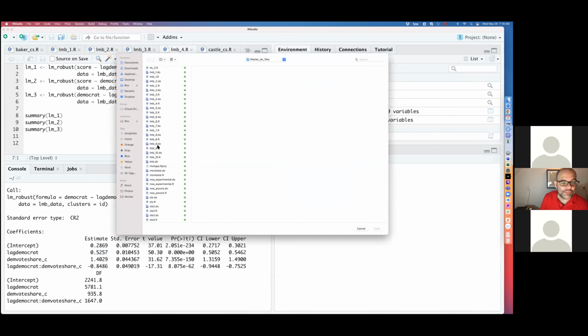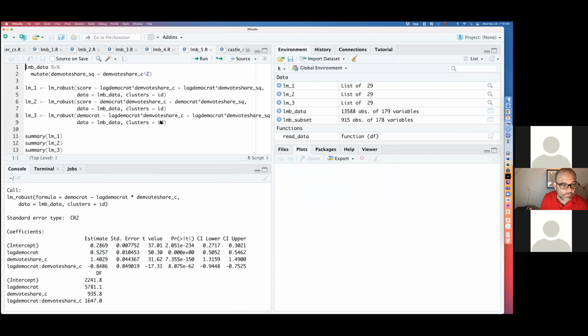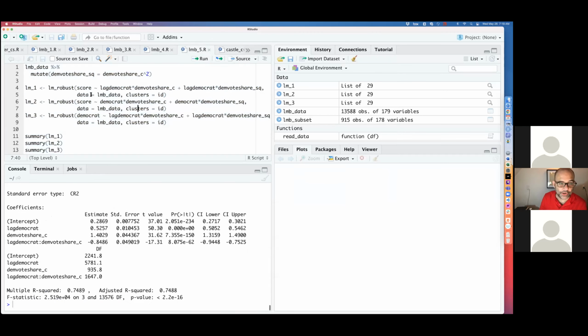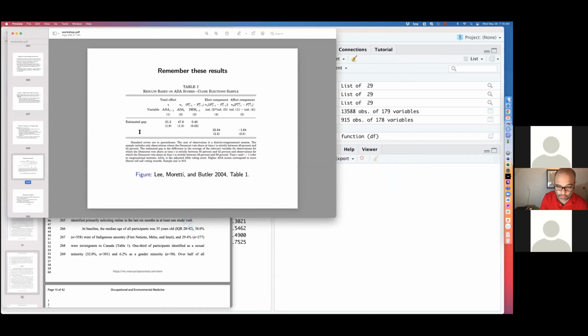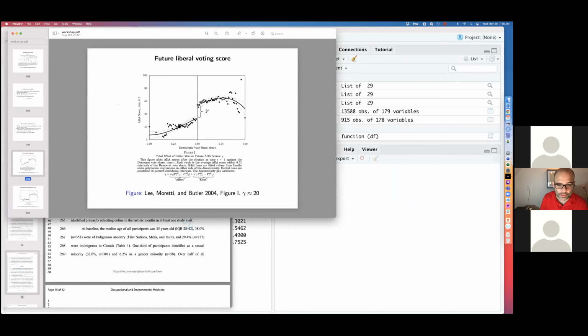Okay, so that's LMB4, so I need LMB5. Now we're going to do the same thing here, but we're going to work with a nonlinear function, because if you remember, there's a lot of nonlinearities in this, and if we didn't model the nonlinearities, maybe we're going to get some sort of biased estimate.